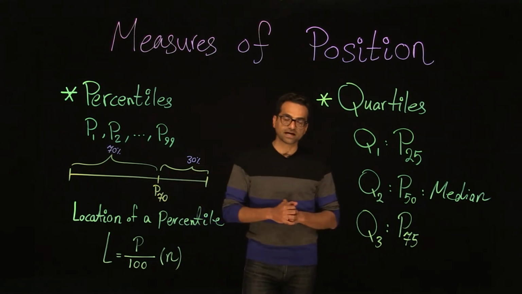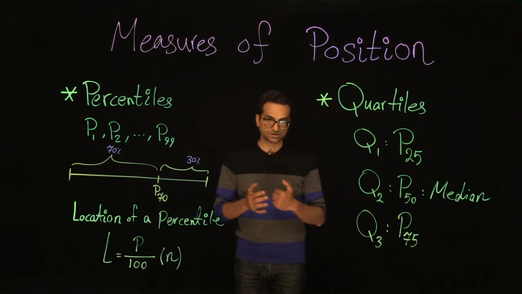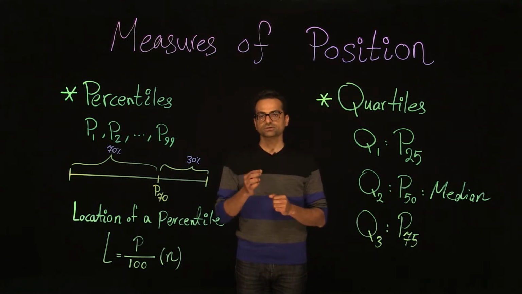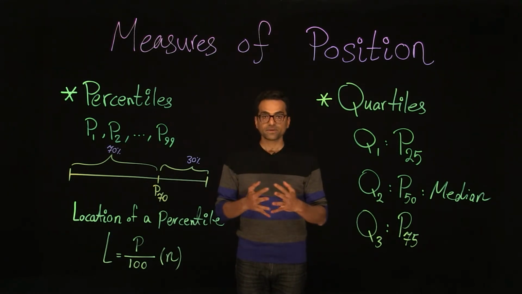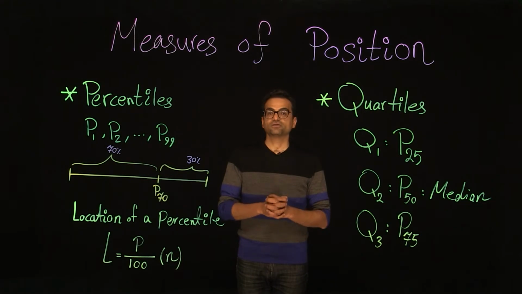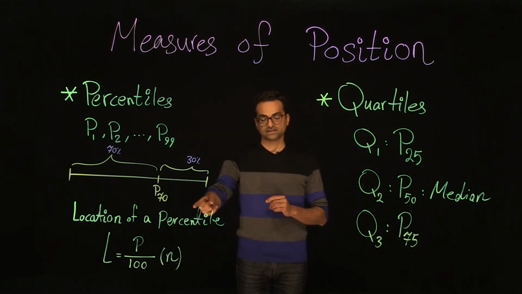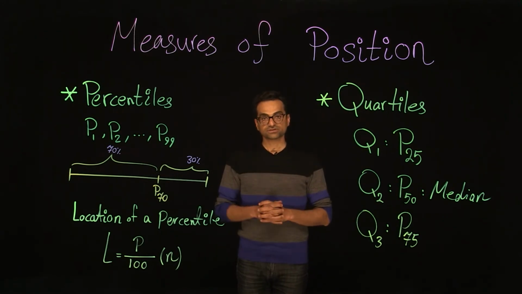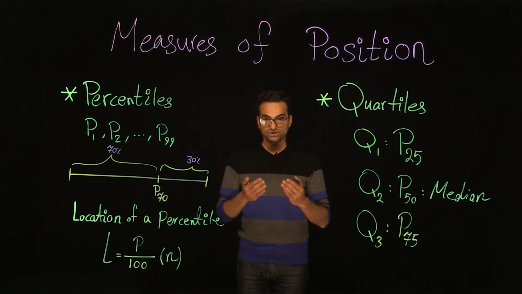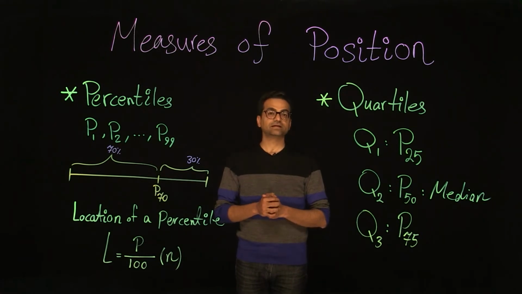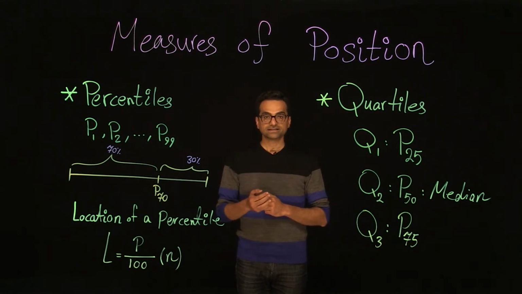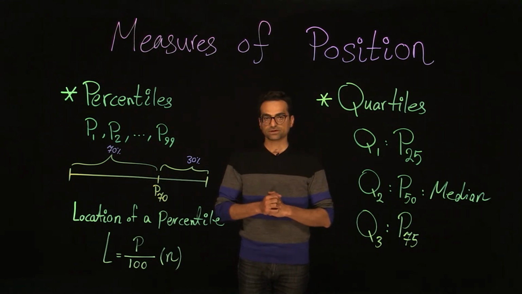To find percentiles, we have to follow a particular procedure. The first step is to sort the data from the smallest data point to the largest data point. The second step is to identify the location of the percentile of interest using this formula. It says L, the location of the percentile of interest, equals capital P, which is the percentile of interest, it could be anything from 1 all the way up to 99, divided by 100 multiplied by n. Lowercase n is the size of the sample we're looking at.